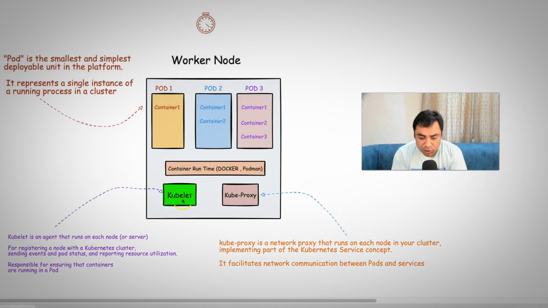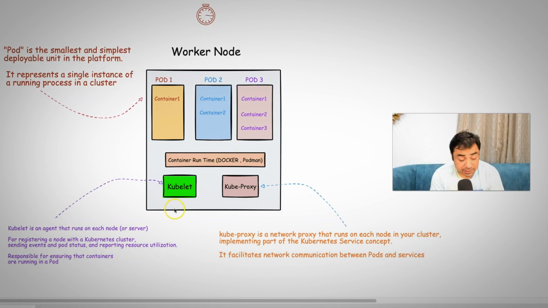Next comes kubelet. Kubelet is the primary node agent of the worker node, which interacts with both the node and the container in the worker node. It is responsible for maintaining a set of pods, which are composed of one or more containers, on a local system. It is also responsible for registering a node with the Kubernetes cluster, sending events, pod status, and reporting resource utilization. So basically, kubelet interacts with the master node's API server.